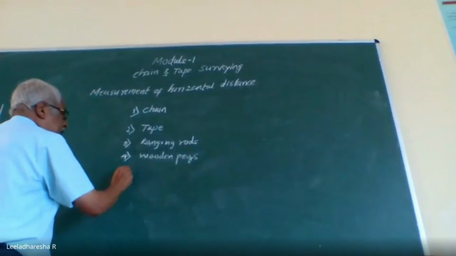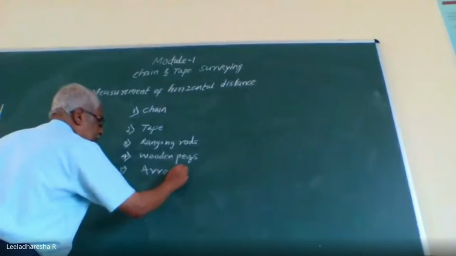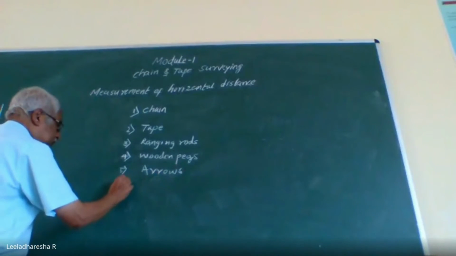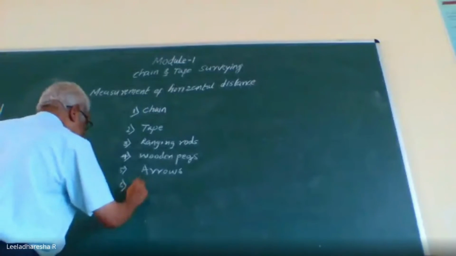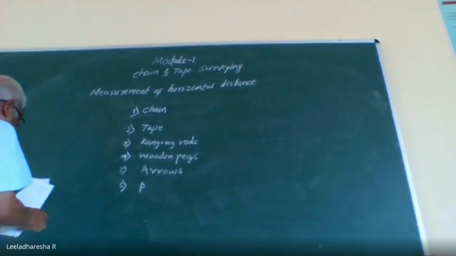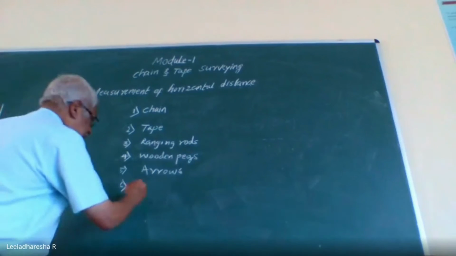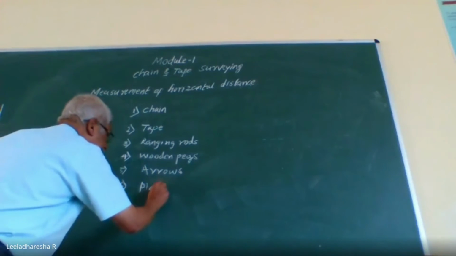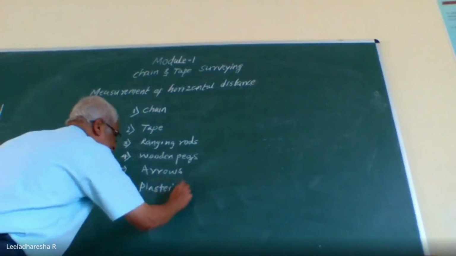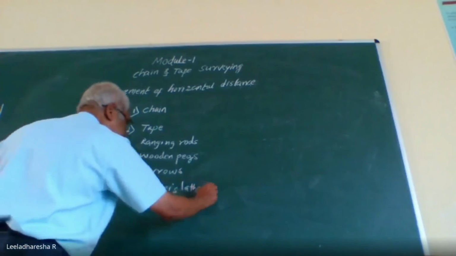The fifth one, arrows. And the sixth one, blasters, laps, and weights.